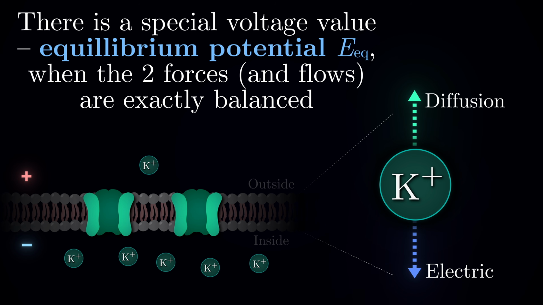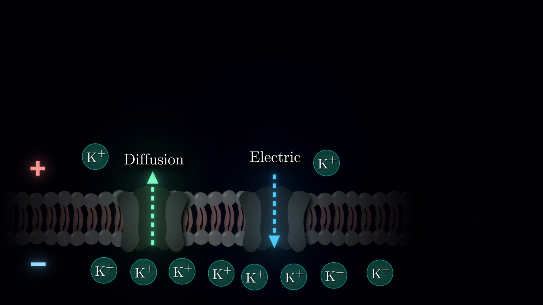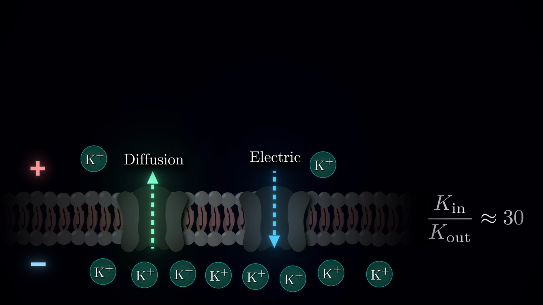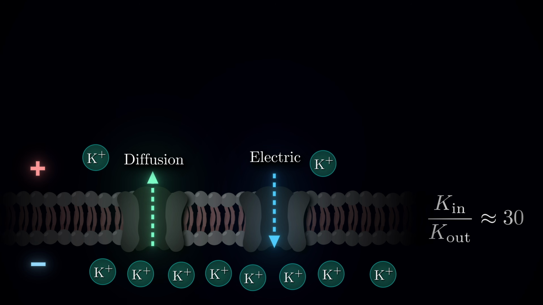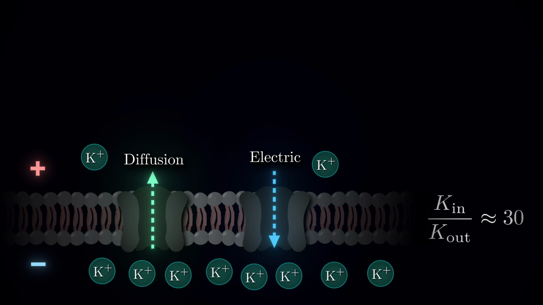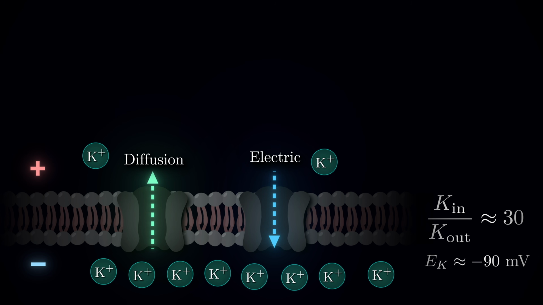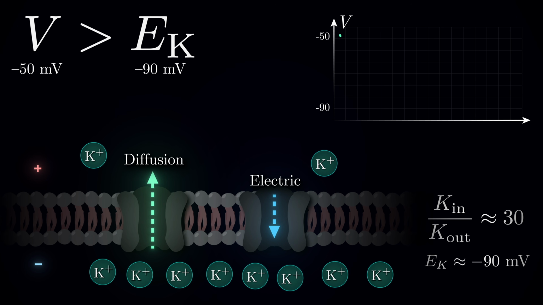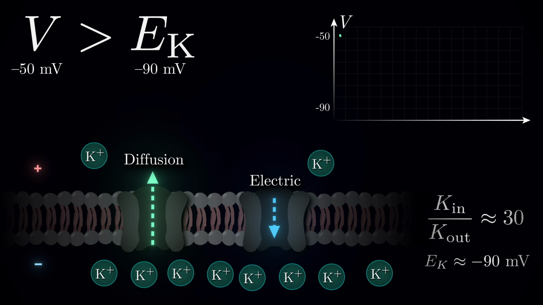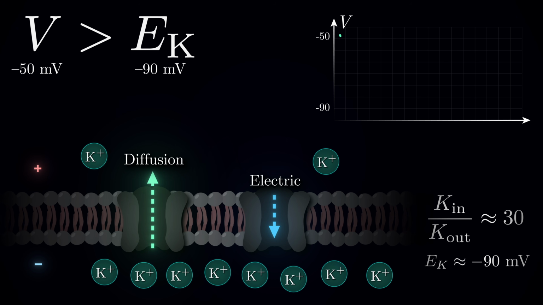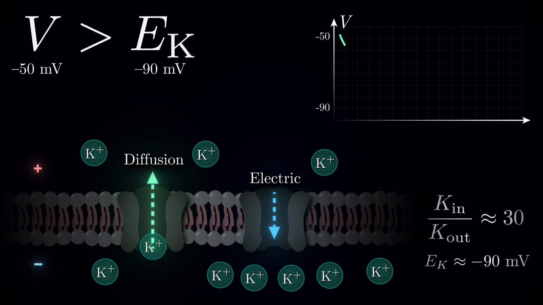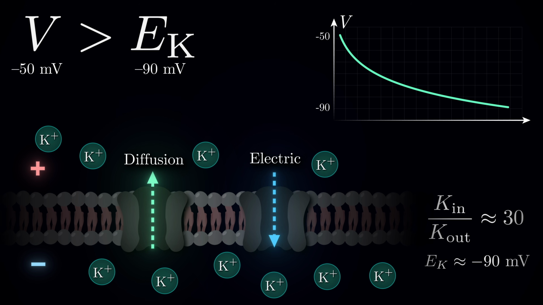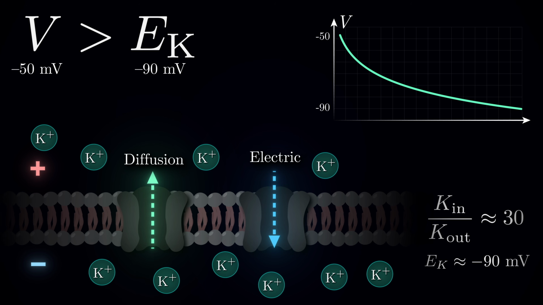Let's make this more concrete with an example. In a typical neuron, there are about 30 times as many potassium ions inside the cell as outside, creating a strong outward diffusive force. The corresponding equilibrium potential is about -90 millivolts. If the membrane potential is less negative, let's say -50 millivolts, the electrical force is too weak and the diffusion dominates, causing potassium to flow outwards. This removes positive charge from the cell, making the membrane potential more negative until it reaches -90.